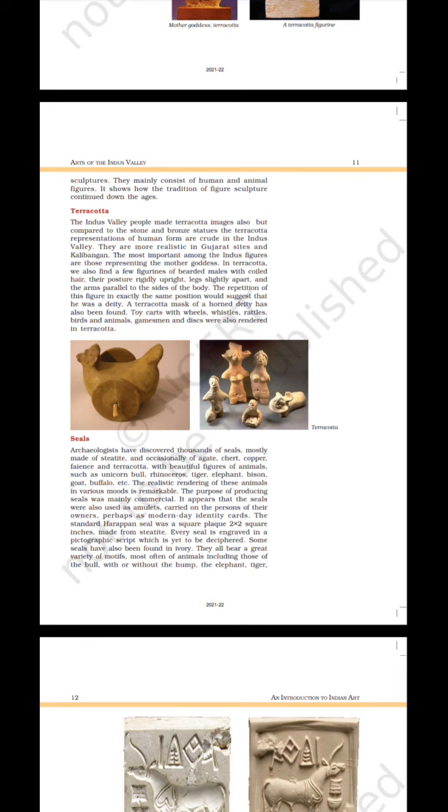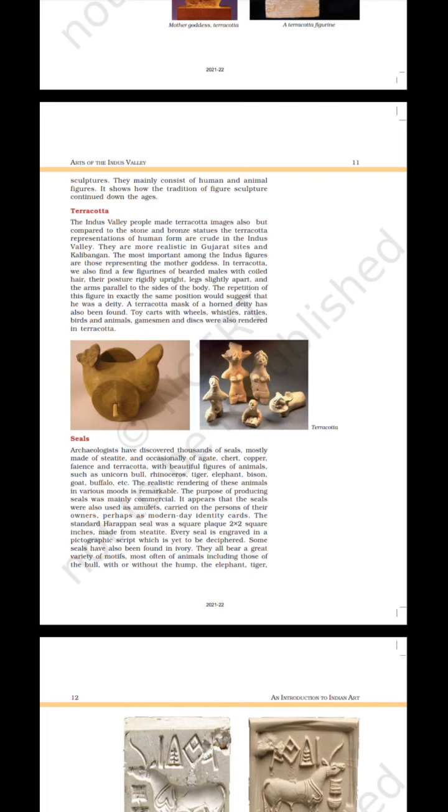Toy carts with wheels, whistles, rattles, birds and animals, gamesmen, and discs were also rendered in terracotta. Seals. Archaeologists have discovered thousands of seals, mostly made of steatite and occasionally of agate, copper, faience, and terracotta, with beautiful figures of animals such as unicorn, bull, rhinoceros, tiger, elephant, bison, goat, buffalo, etc. The realistic rendering of these animals in various moods is remarkable.